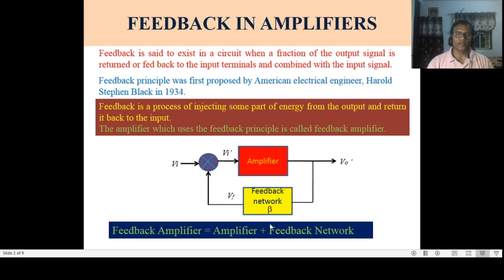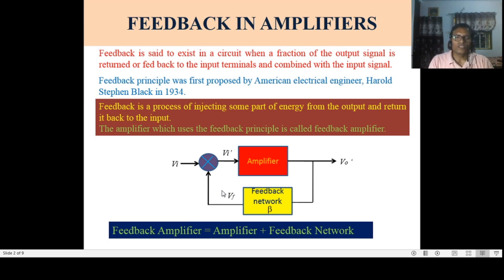Now, this diagram shows the feedback amplifier. So, a feedback amplifier is the combination of the amplifier and the feedback network. So, this is the amplifier to which we can apply an input. So, it is going to give us some output. Now, a part of that output is fed again back to the input through this feedback network. This feedback network can be the combination of some resistance, capacitance or some passive networks.